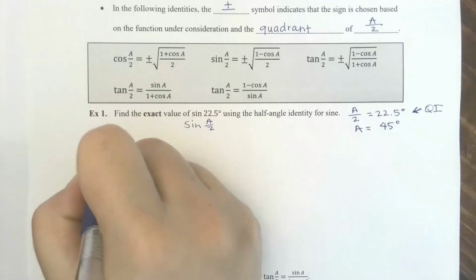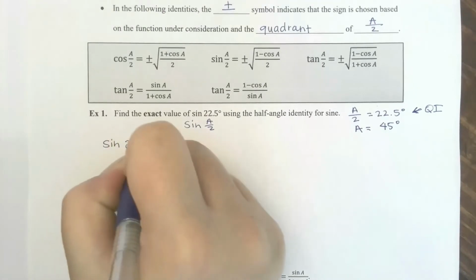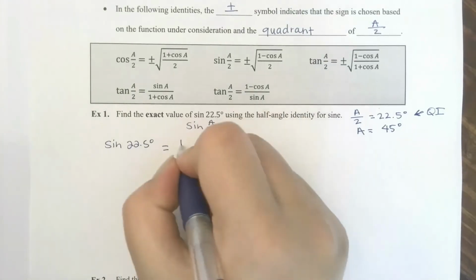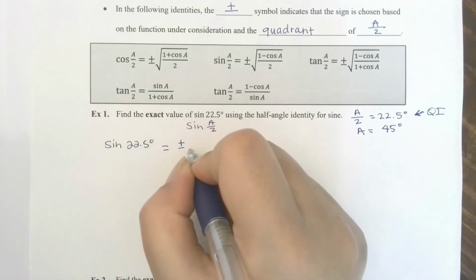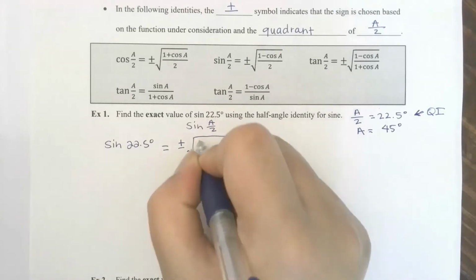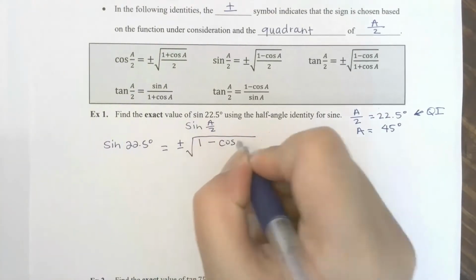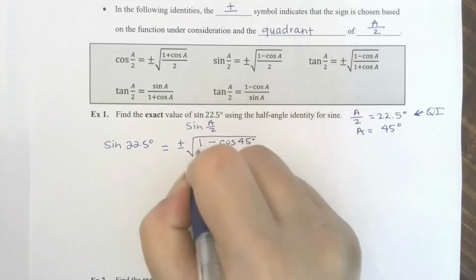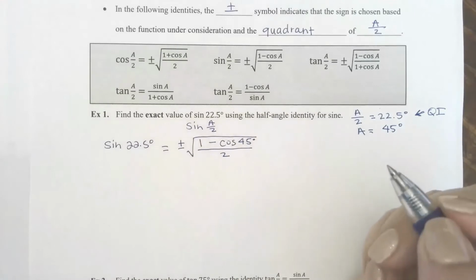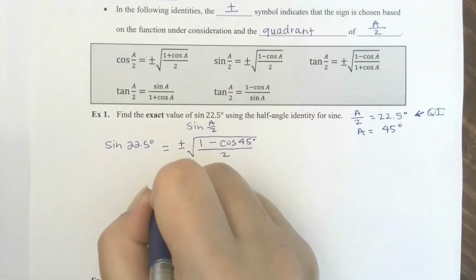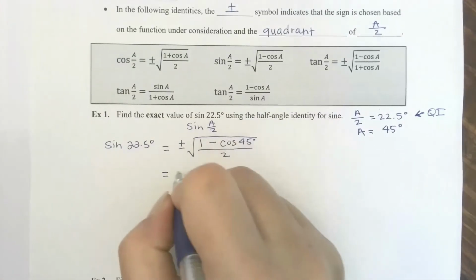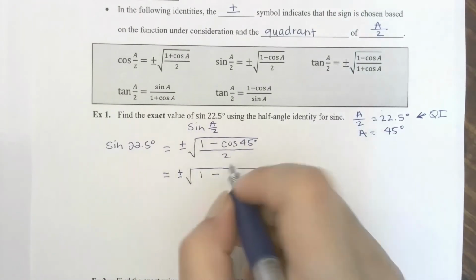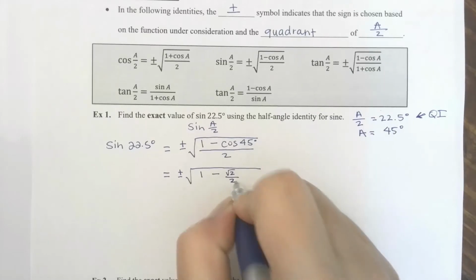If we set this up, sine of A over 2 is equal to plus or minus the square root of 1 minus cosine A over 2. A is 45 degrees, so we have 1 minus cosine of 45 degrees over 2, and cosine of 45 degrees is square root of 2 over 2.